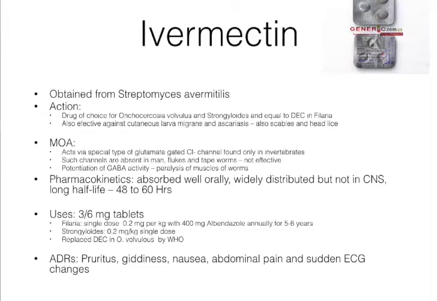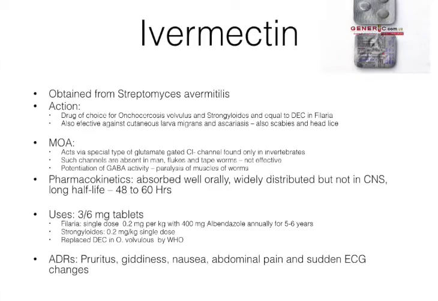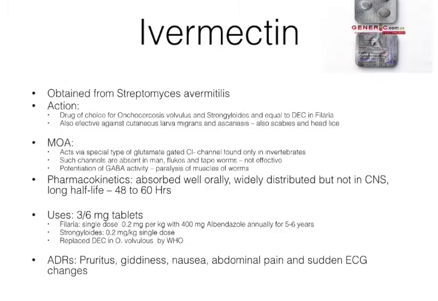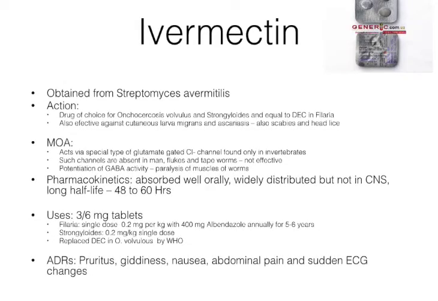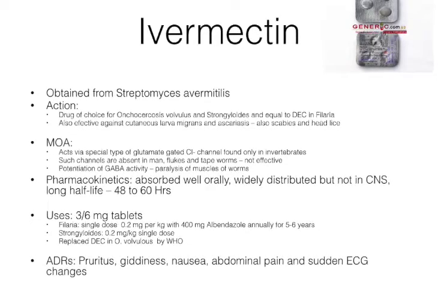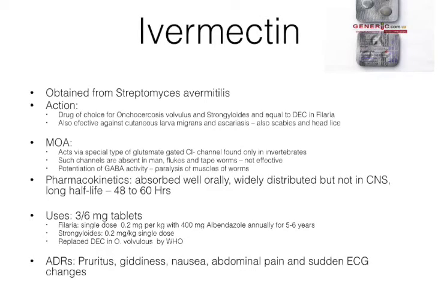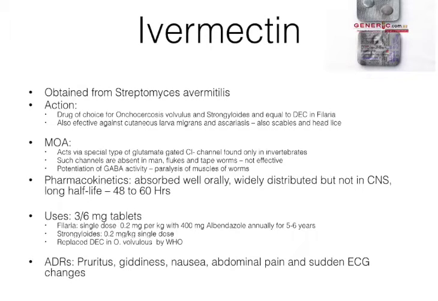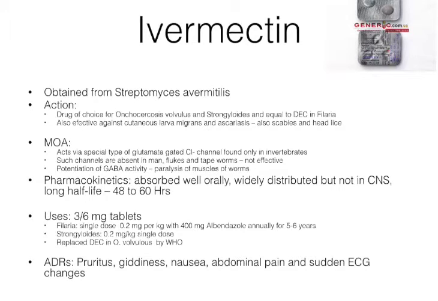The clinical uses of ivermectin. For onchocerciasis, treatment is with a single oral dose of ivermectin, 150 microgram per kilogram, with water on an empty stomach. For strongyloidiasis, treatment consists of 200 microgram per kilogram once daily for 2 days.